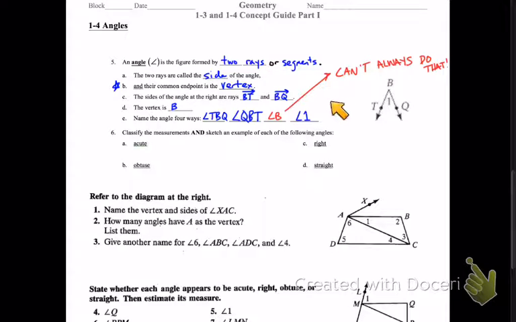Another name for this angle right here is angle 1. Angle 1. Why? Because there's a 1 right there. We will oftentimes name some angles, kind of like you see in this diagram right here, by putting a number there near the vertex. Okay?